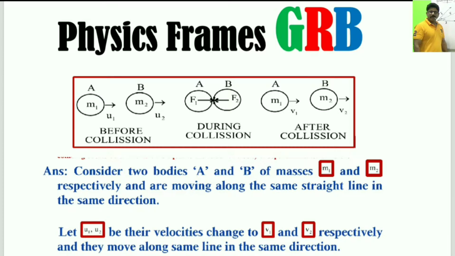Now, how to explain this? The answer will start with the explanation. Consider two bodies A and B of masses m1 and m2 respectively, moving along the same straight line in the same direction. Let u1, u2 be their initial velocities, changing to v1 and v2 respectively, and they move along the same straight line in the same direction. That means both before collision and after collision they move in a straight direction, which we also call one-dimensional collision.